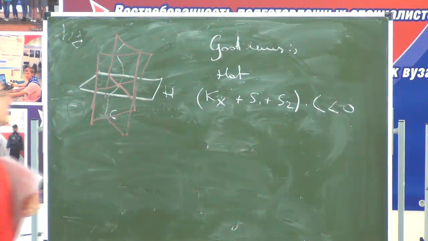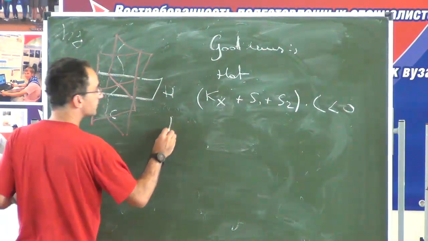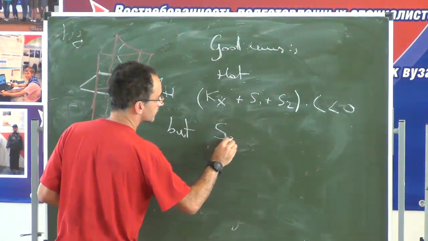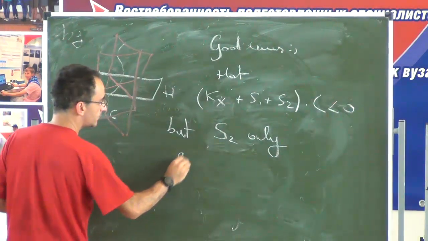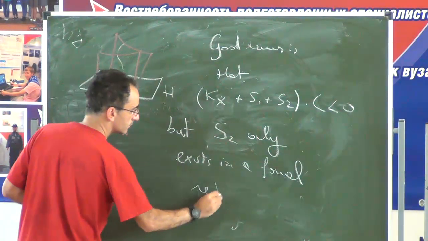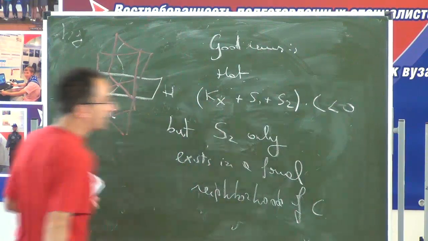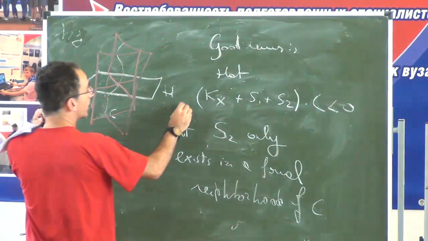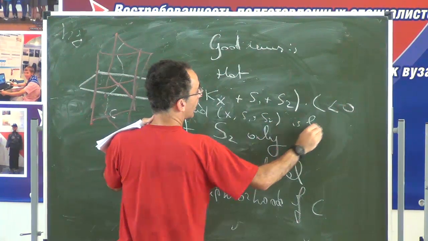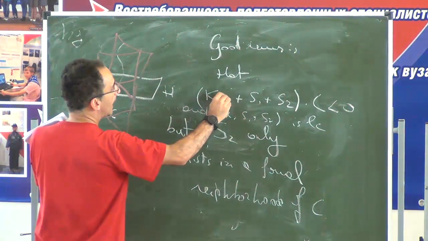But why is this not good enough? I mean, why can I not flip it? Well, the reason is that the bad news is that one of the two separatrices only exists in a formal neighborhood of C. Okay, so now actually there is also another good news. Sorry, I should have said before. X, S1 plus S2 is also log canonical. But here I'm cheating big time because everything I'm doing is going to be in a formal neighborhood of C. So I should put hats everywhere.